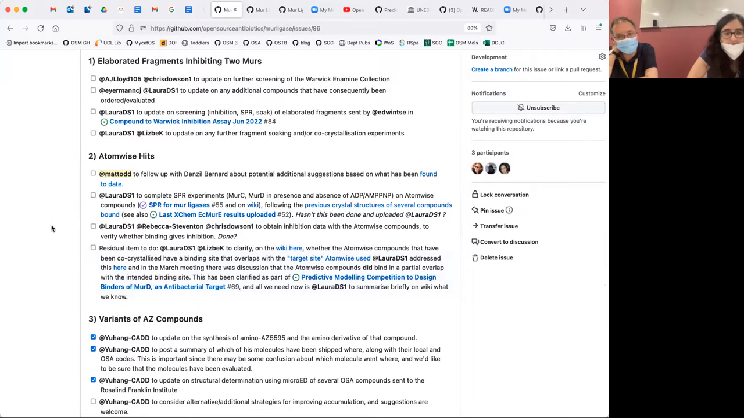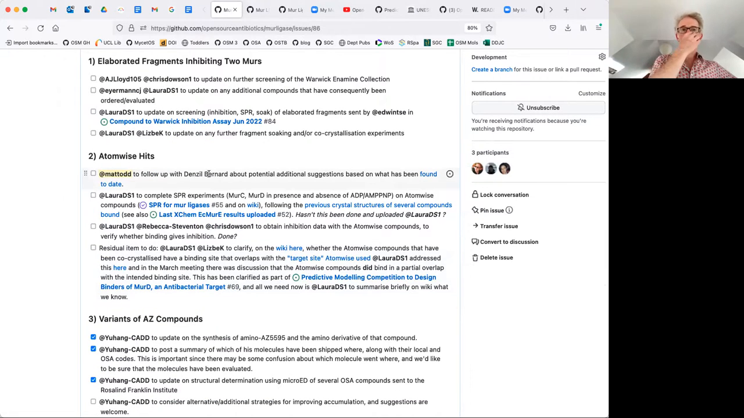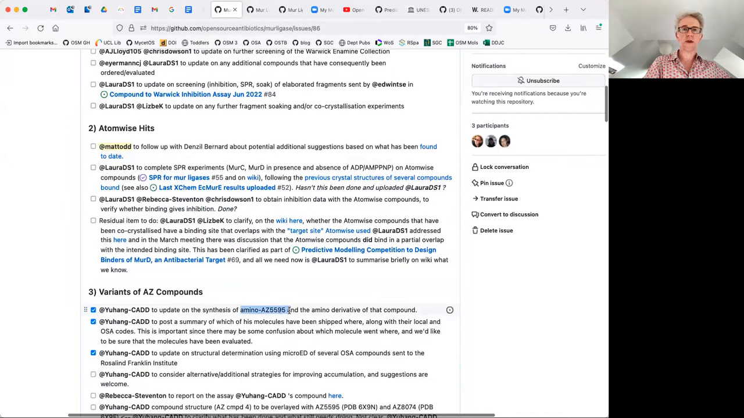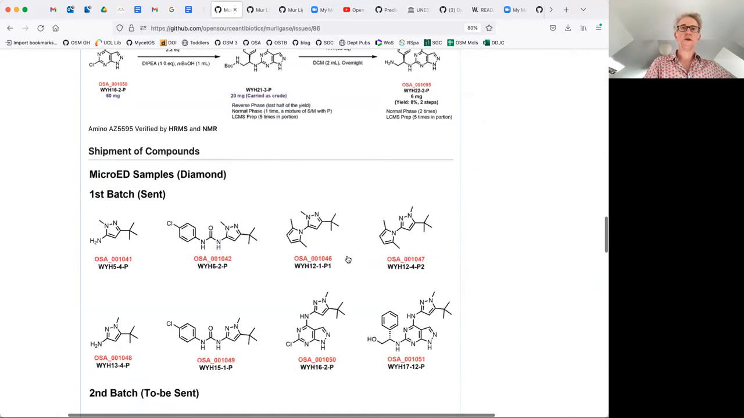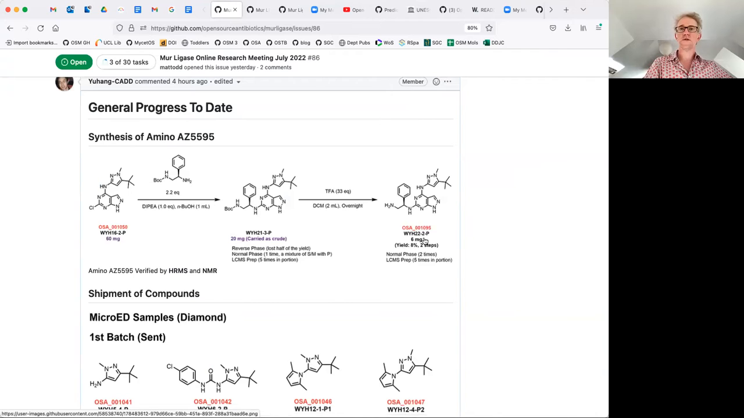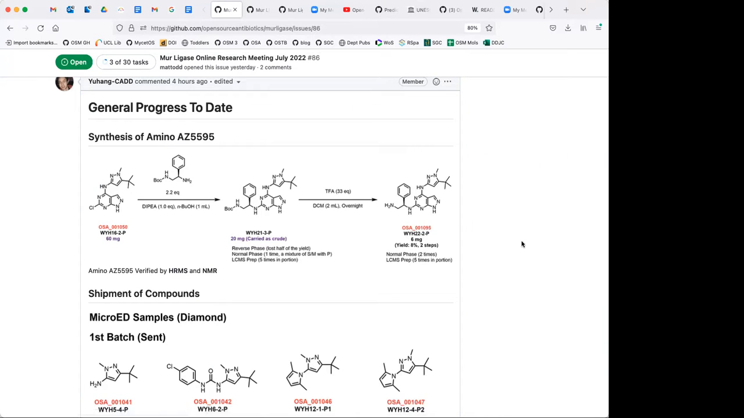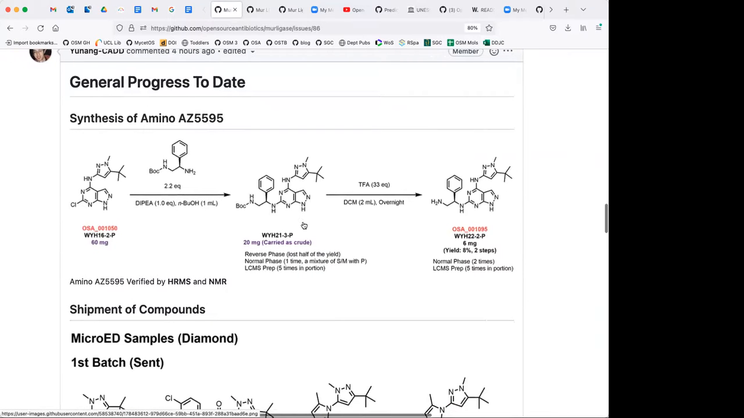Yeah, and other things. The other thing, I was hoping that Yuhang could update us on his campaign to generate this amino derivative of the original AZ Mur-C hit. He's posted an update slide here. Yuhang, did you want to briefly talk us through this? Yes, sure. So basically for the first part, I eventually managed to synthesize the amino AZ595 compound, and hopefully be able to ship it to the SSGCID and Laura.